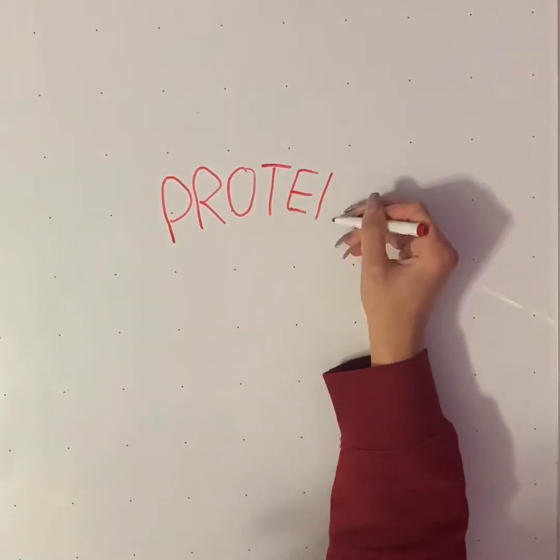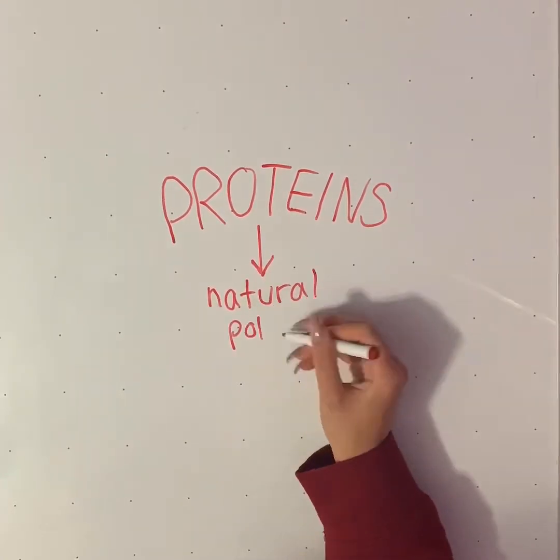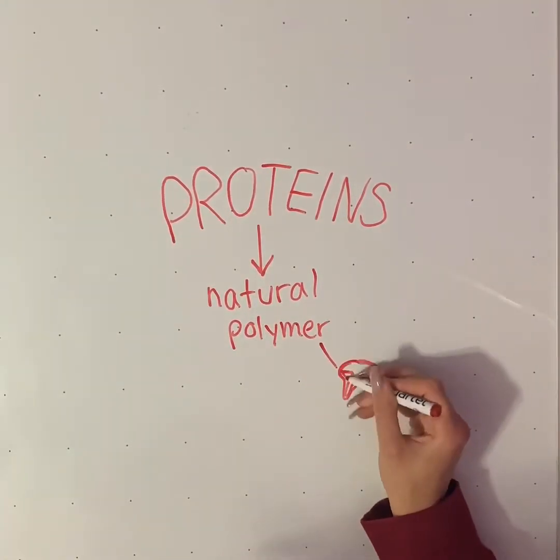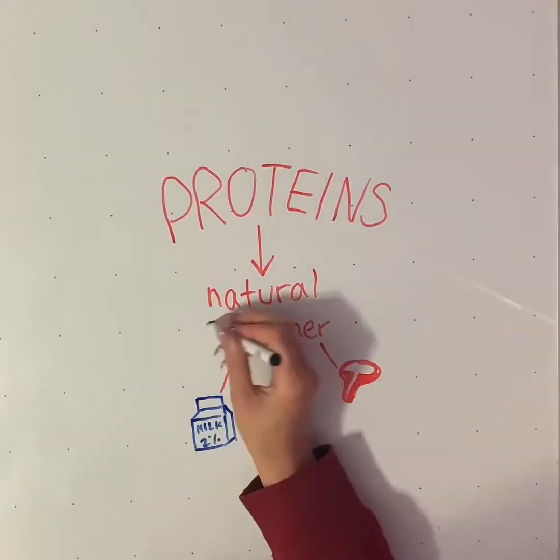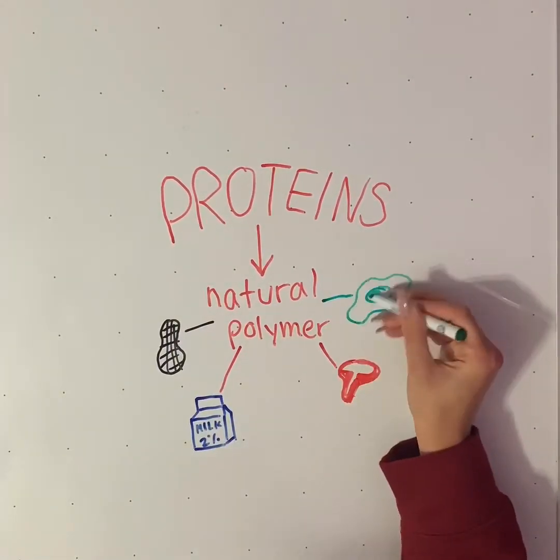What are proteins? They are a natural polymer that is the most versatile by far. They can be recognized in animal and plant products, such as meat, dairy, nuts and legumes, and eggs, which we will get into more detail later.